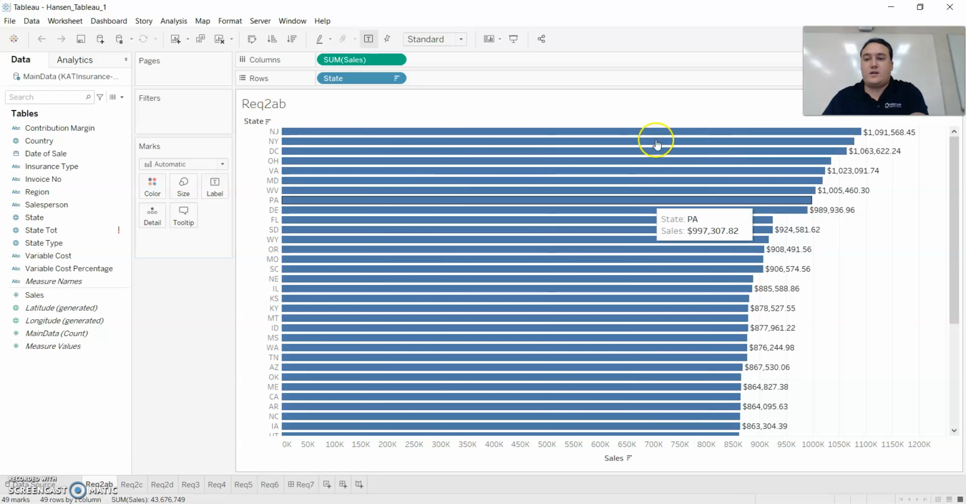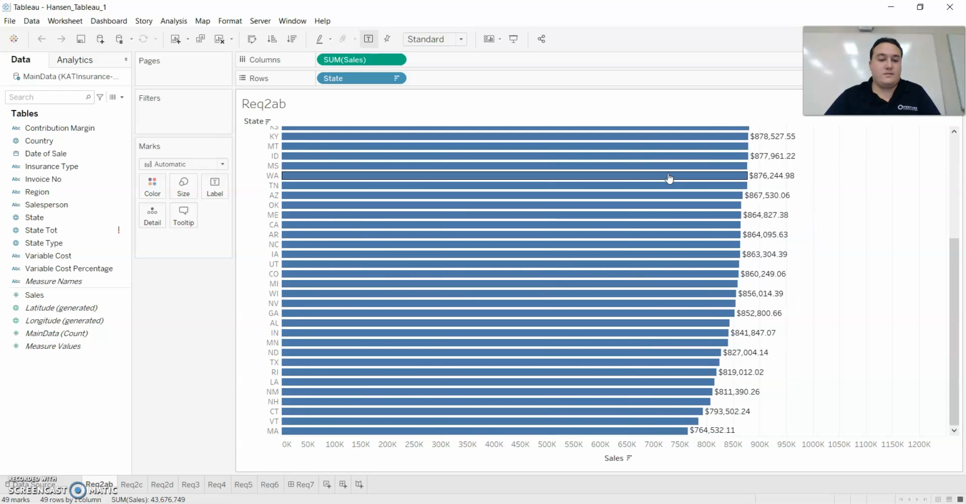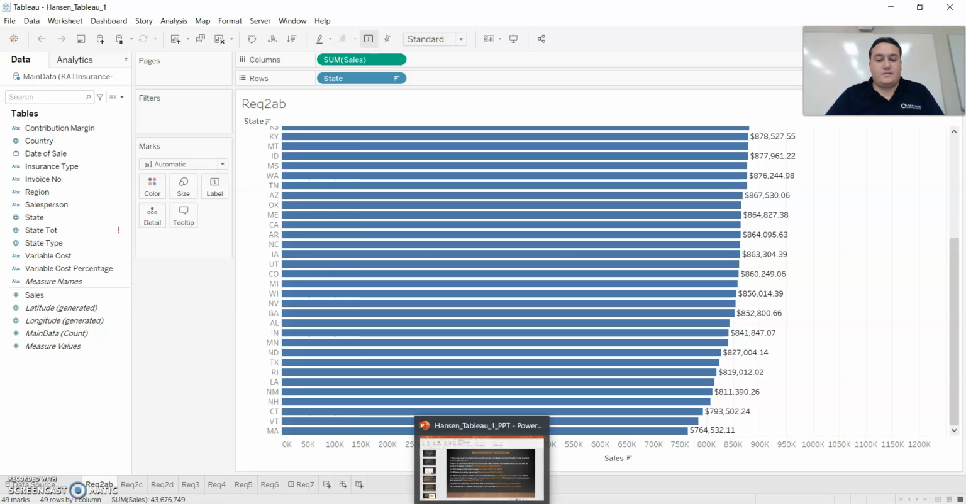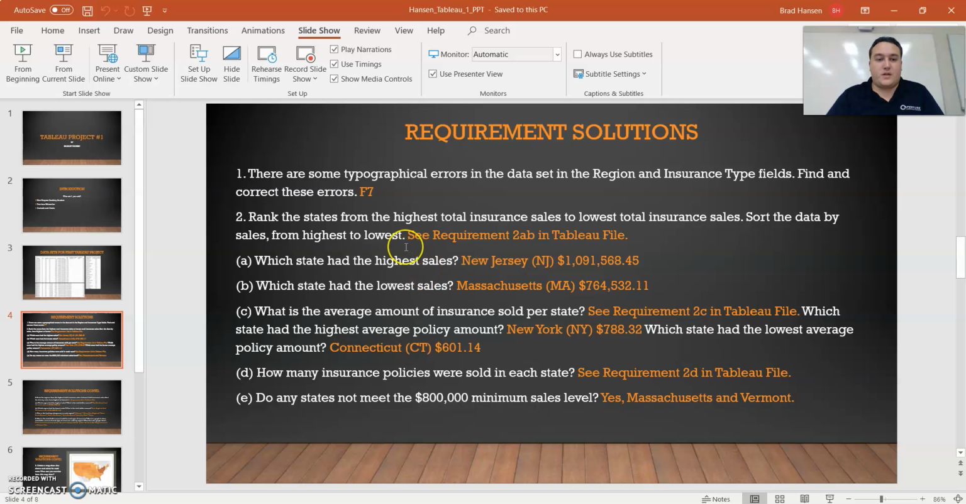Right on requirement 2AB, we can look at how much was sold in each state total, any kind of insurance. And you can see New Jersey has the highest of over 1,090,000, and Massachusetts has the lowest, which is actually kind of astounding to me. But all right, so that was number 1, or actually number 2.